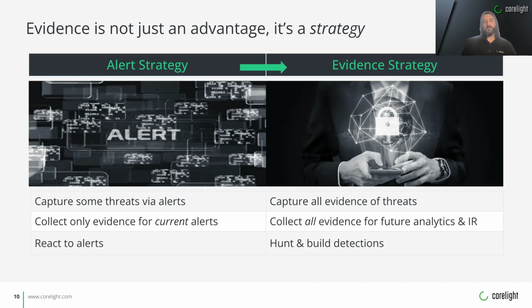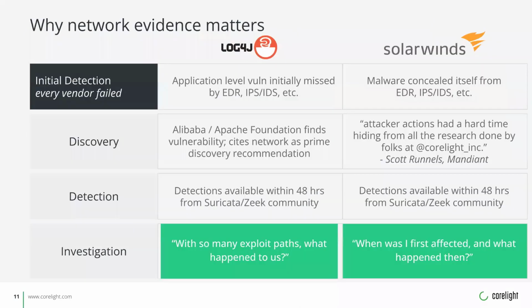And with critical security incidents where speed and effectiveness are very important, that evidence helps drive that response and make it faster and more effective. So let's take a look at a couple examples. I think these are two examples most of us on the line today are probably familiar with: the Log4Shell vulnerability and the SolarWinds Sunburst attack.